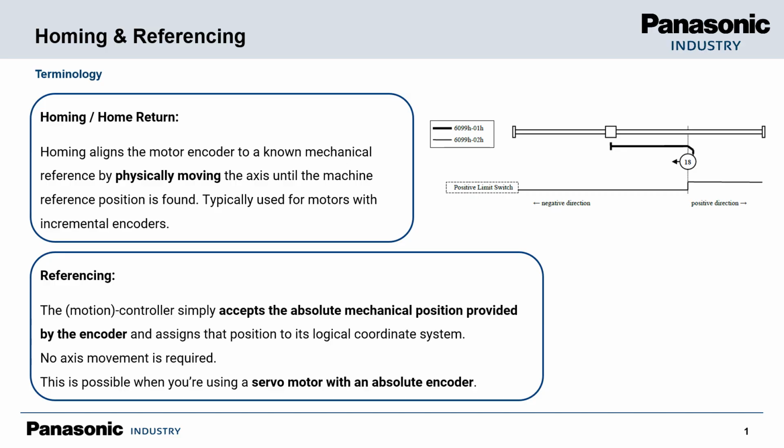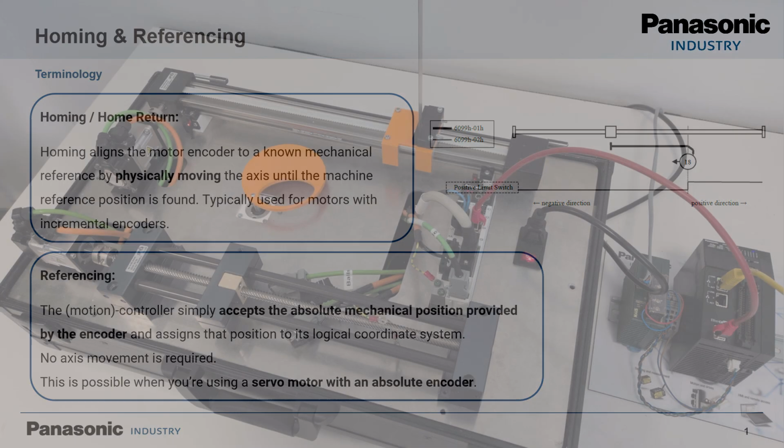Referencing, on the other hand, works differently. Here, the controller simply accepts the absolute mechanical position provided by the encoder and assigns that position to its logical coordinate system. No axis movement is required. This is possible when you're using a servo motor with an absolute encoder.